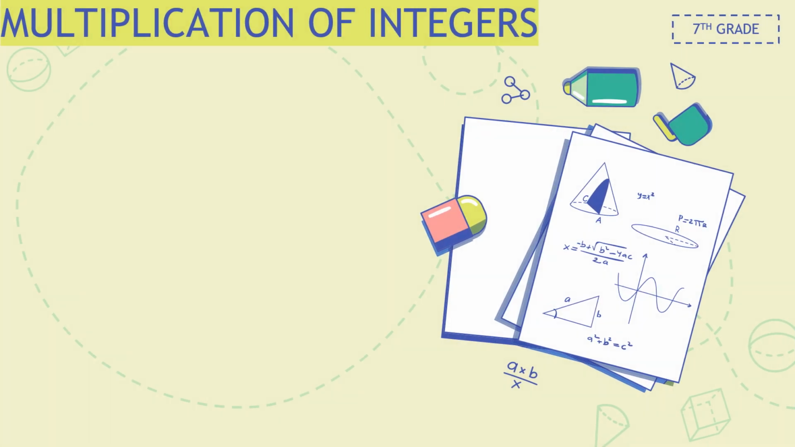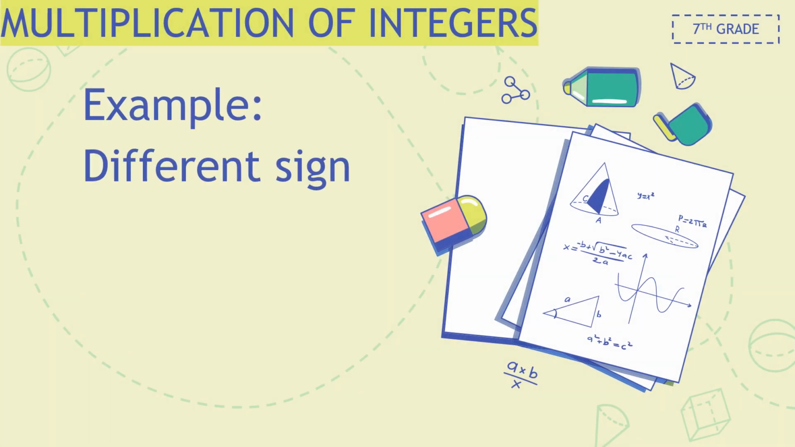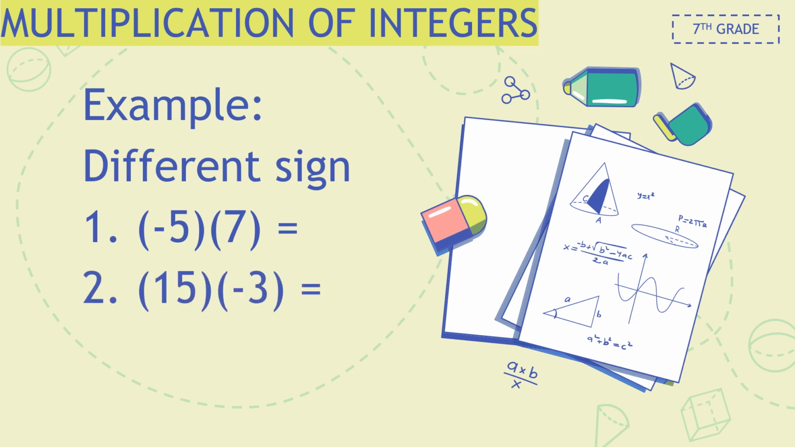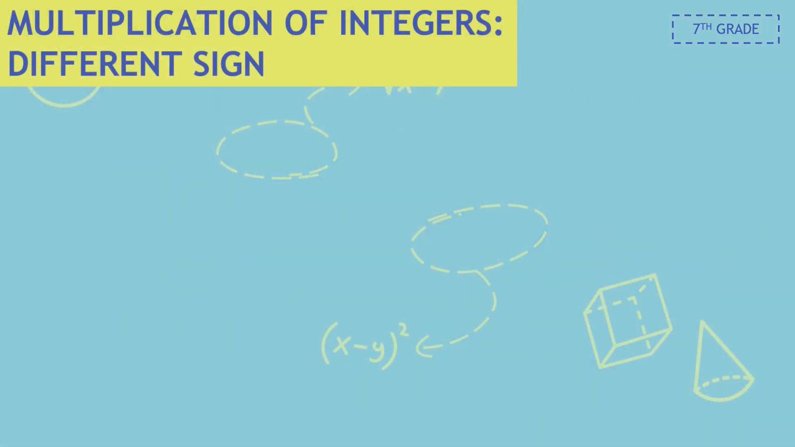Okay, the multiplication of integers with different sign. So this time naman po with different signs. So for the first example, negative 5 times 7 and negative 15 times 3. Single number, we're just going to use the multiplication table. Okay, kasi single number pa naman siya. And I hope that you have already memorized the multiplication table from 1 to 10.